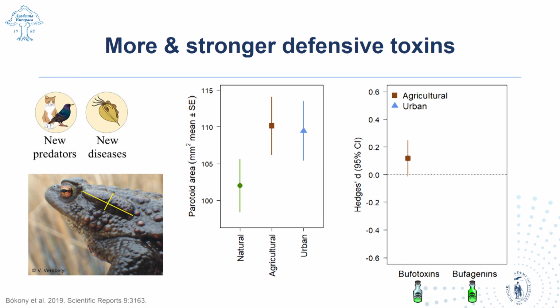And this difference here is not significant because the error bar overlaps the dashed line, which is the reference line. But for the more poisonous bufagenins, we found that the toads, both from the urban and agricultural habitats, had significantly higher overall concentrations than the toads from the natural habitats. So this suggests that they have more and stronger defensive toxins in the anthropogenic habitats, which probably has something to do with the altered predatory fauna and probably different disease dynamics in the anthropogenic habitats.